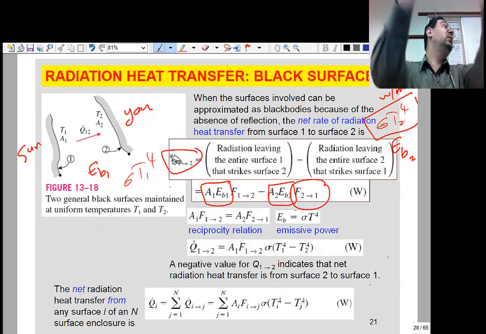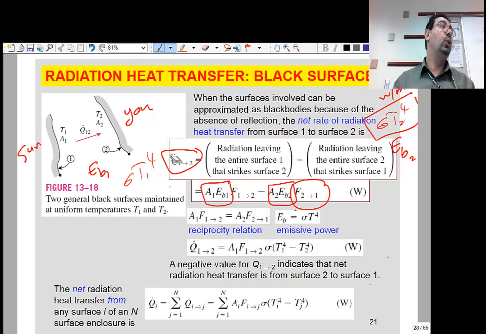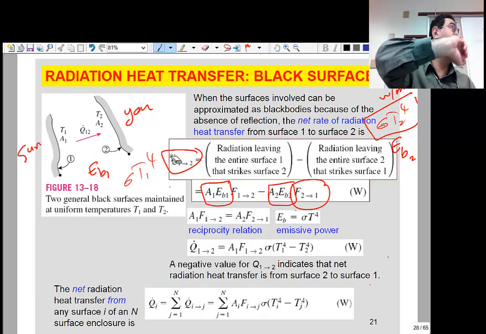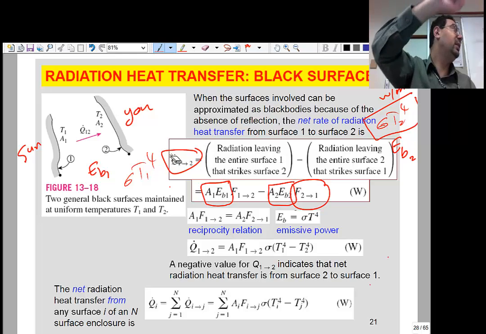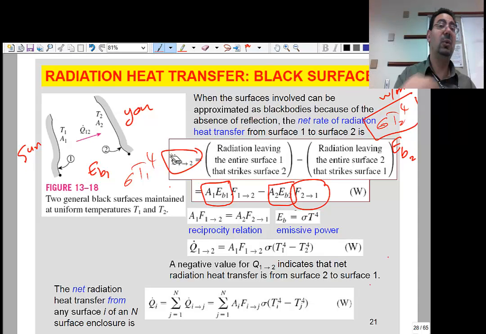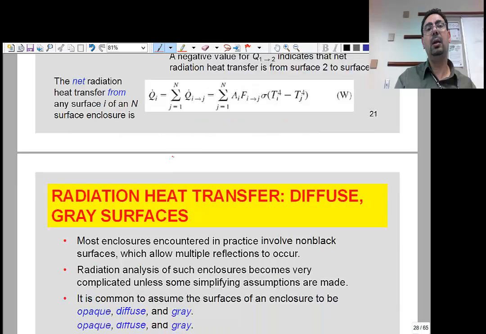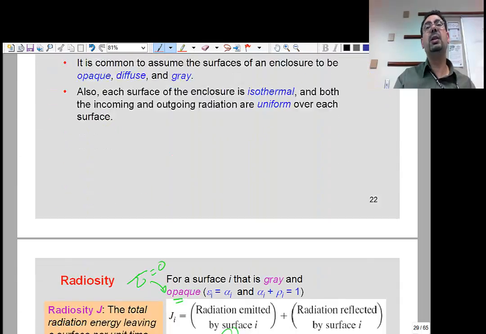So if I'm sending 100 watts toward you, and then you are sending me 80 watts, then the net flux between the two of us is 20 in one direction. And that 20 will basically keep increasing the temperature of the other guy unless someone else is cooling him and maintaining him at that temperature. Right? Very good. So that was for a black body.